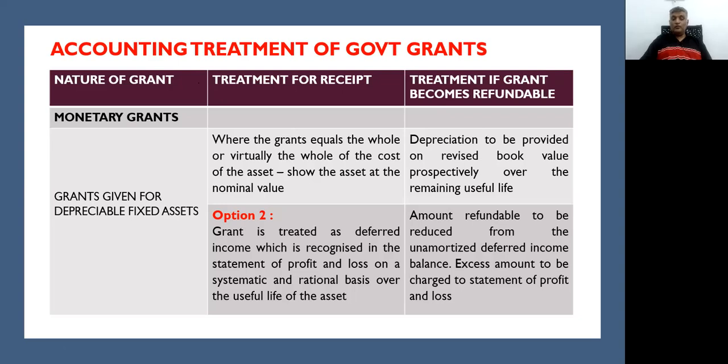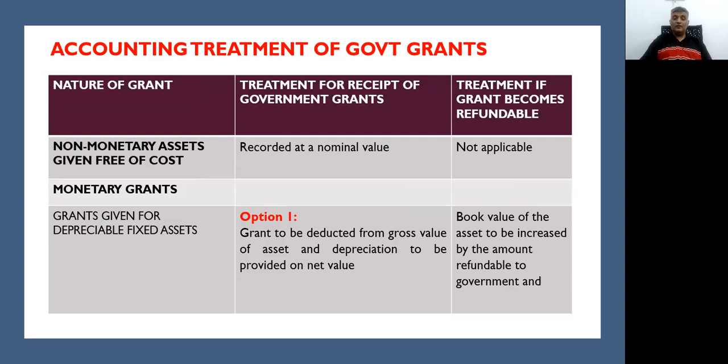Now, what happens if the grant becomes refundable? First, we need to understand why it becomes refundable, because we may not have fulfilled some of the conditions. So the grant may become refundable. If that be the case, if we are following option number 1, then we need to add the value of the grant which is refunded to the book value of the asset.